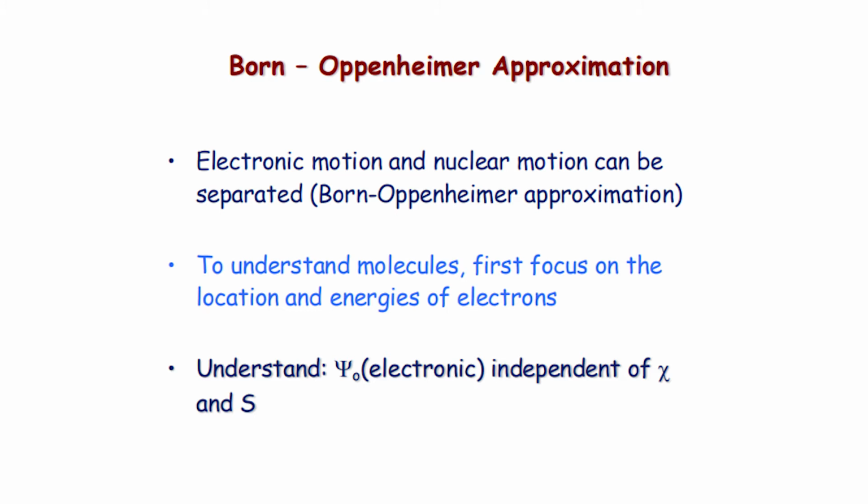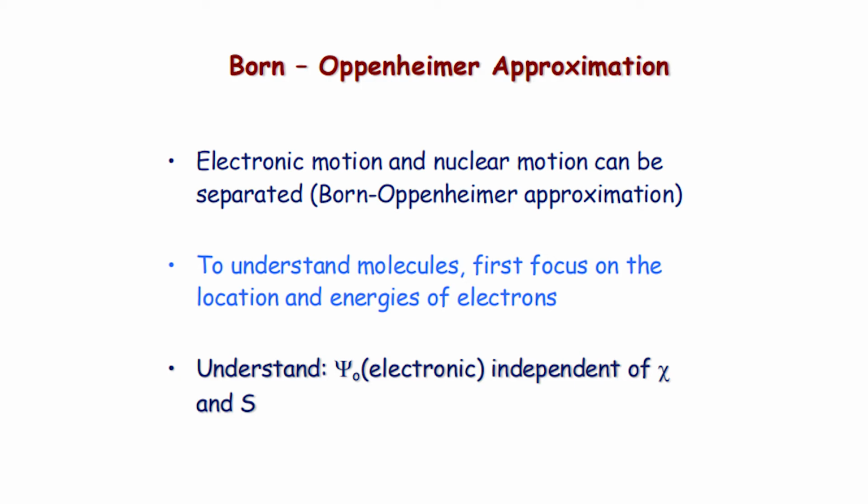So what happens is the electronic motion and nuclear motion can be separated. That is the main contribution of this Born-Oppenheimer. Because when you move the electrons, as I already mentioned, it is extremely fast, 10 power minus 15 or minus 16 seconds. When you move the nuclei, it takes 10 power minus 12 seconds.